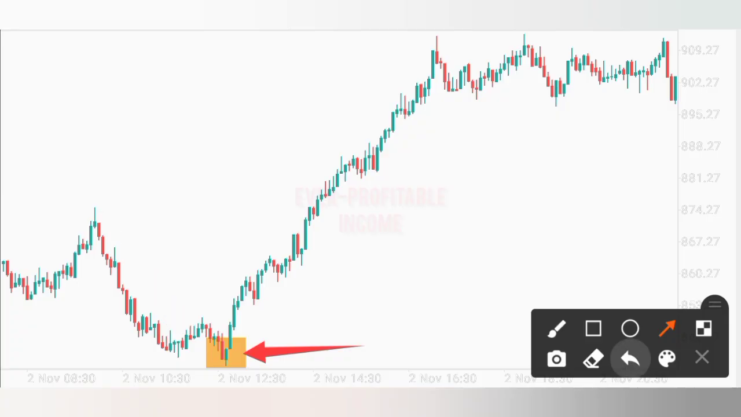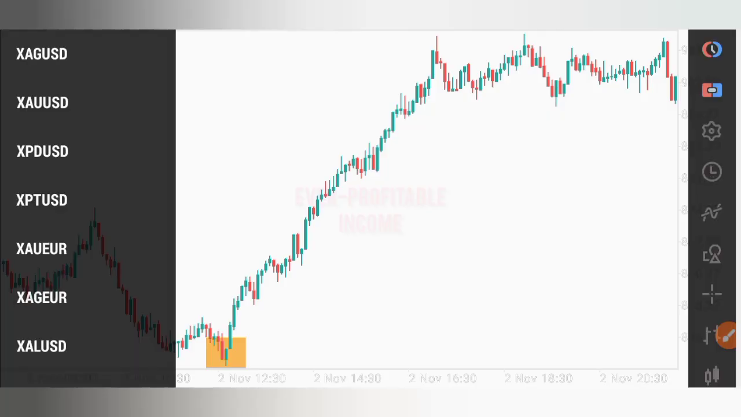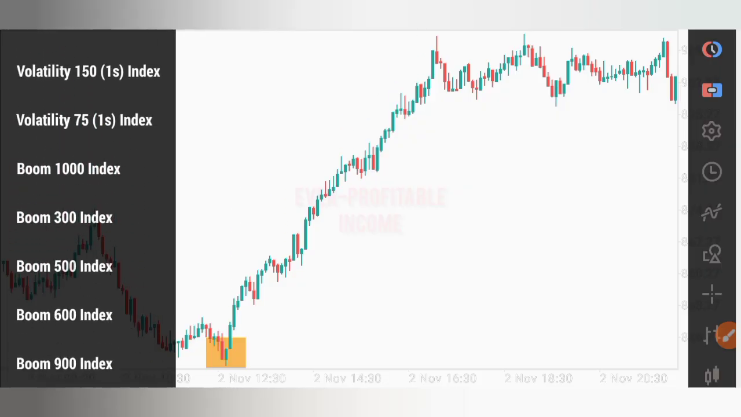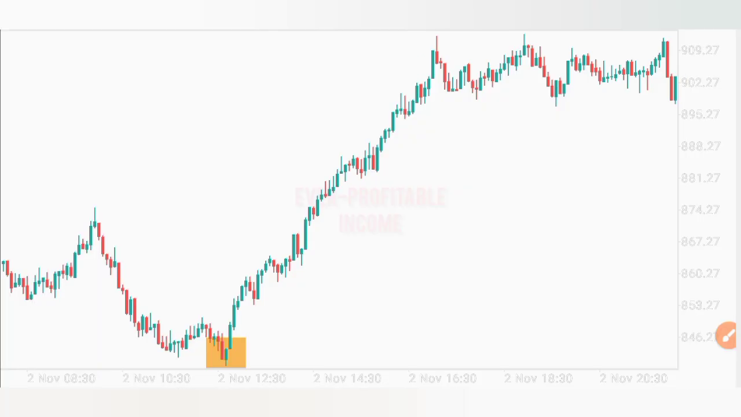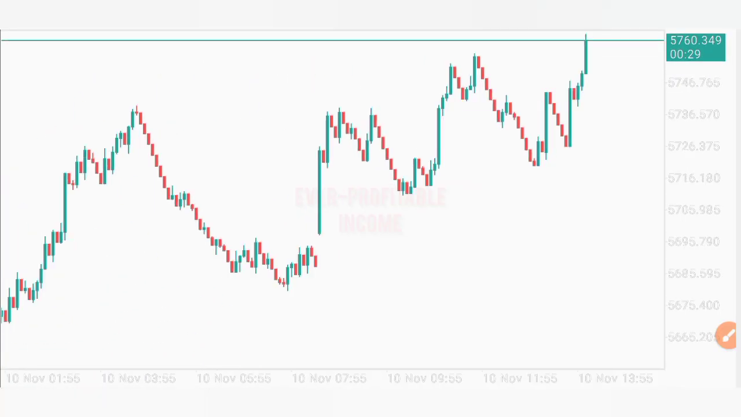Now let's check out, this is Volatility 100. Let's check out if the strategy actually works in Boom and Crash. Stay with me because I'm going to show you the exact point you are going to get your entry. So let's head over to Boom and Crash. Let's go to Boom 500. Okay, so we are here in Boom.